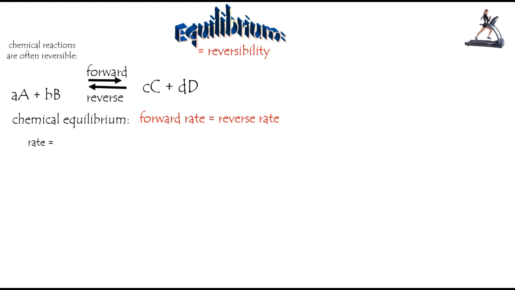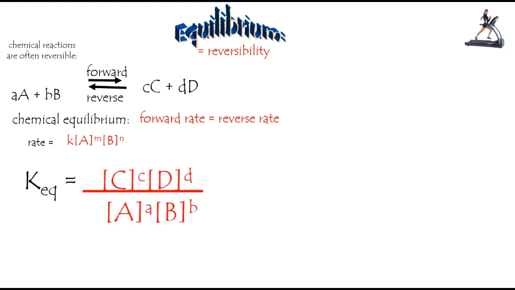And we can define the rate as being equal to some constant K times the concentration of A raised to some power times the concentration of B raised to some power, where those exponents are determined experimentally. They might be first order, second order, with respect to each reactant. We call that the rate law. That's different from chemical equilibrium, which can be calculated.